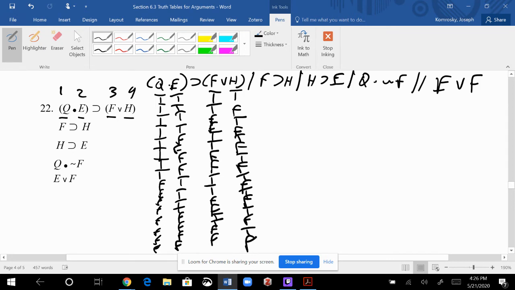Okay, so that's how you would start your 16-line truth table. 8 truths, 8 falses, 4 truths, 4 falses, 4 truths, 4 falses, and then true, true, false, false, all the way down, and then true, false, true, false, all the way down. So then you would simply plug them all in and then solve.